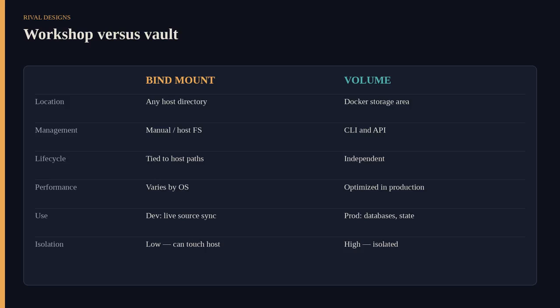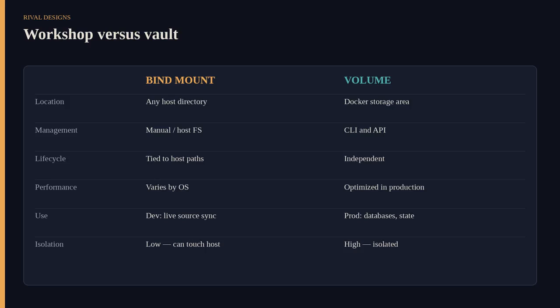Storage location. A bind mount can be any user-specified directory on the host, your home folder, a project tree, even a sensitive system path. A volume lives where Docker puts it, in a specific storage area. Management. Bind mounts are manual. They depend on the host file system existing, being permissioned, and staying put. Volumes are automatic. You talk to them through the Docker command line or API. Lifecycle. A bind mount is tied to the host's directory structure. If that path moves or the machine's layout changes, the contract breaks. A volume's lifecycle is independent of the container and less entangled with how a human organized their disk.